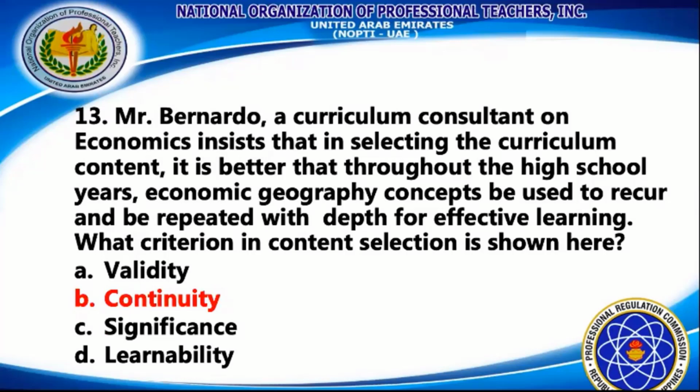Kasi yung validity, just to test if it is authentic. Yung significance naman, if it is consistent or relevant with social order, social realities. Learnability, yun yung it is flexible, adjustable to learner's ability depending on the ability of the learner. So, kailangan may continuity. So, for example, yan, economic geography. Pag-aralan mo yan ng grade 7 hanggang grade 10 or grade 12. Pero hindi minsanan. Tawag doon, para lang ma-master nila. And according to them, that would give learners effective learning. So it's B, continuity.